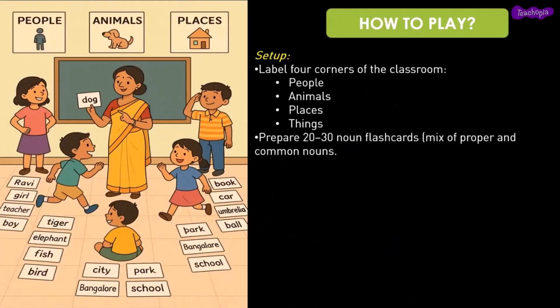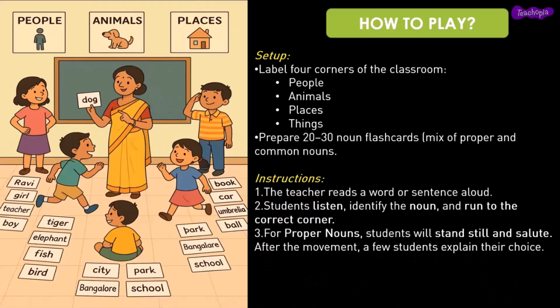The teacher sets up 4 corners of the classroom with labels: people, places, animals, and things. She then prepares 20 to 30 noun flashcards, a mix of proper and common nouns. The teacher reads a word or sentence aloud from the flashcard prepared. Learners must listen, identify the noun, and run to the correct corner.